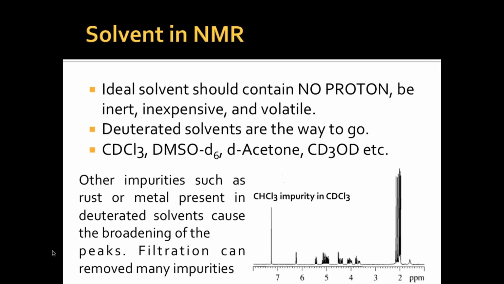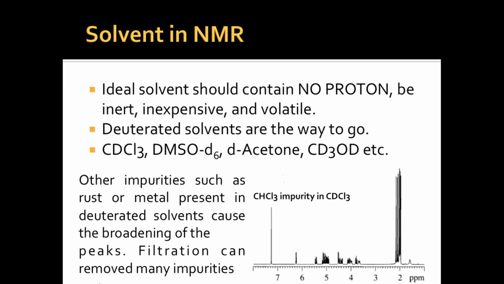Deuterium is another isotope of hydrogen. Deuterium is not active in NMR. So we have to use those solvents which are not active in NMR. Any solvent where the hydrogen is replaced with deuterium can be used as an NMR solvent. Now remember one thing, as I said, it should be inert and inexpensive.